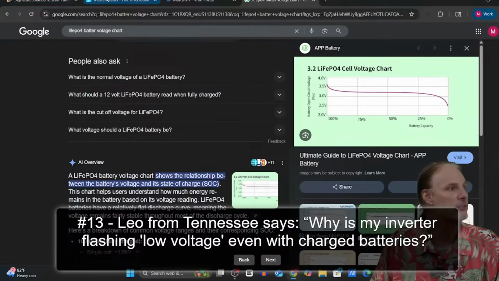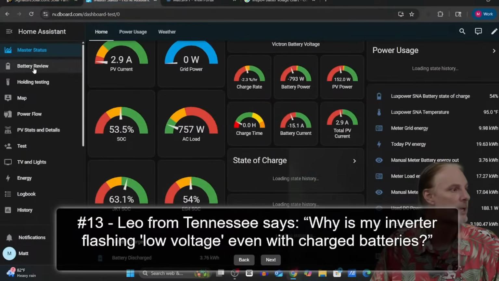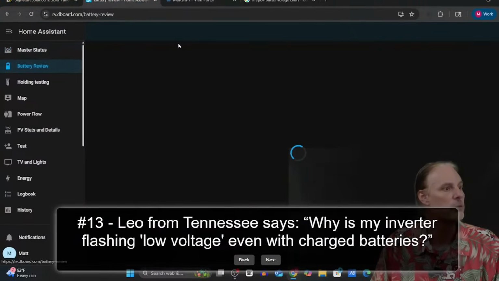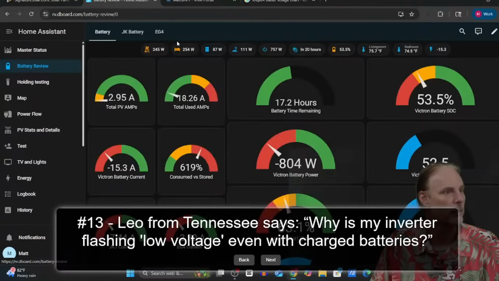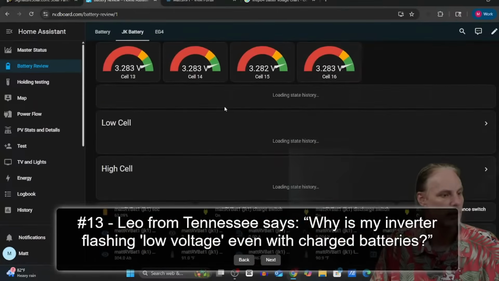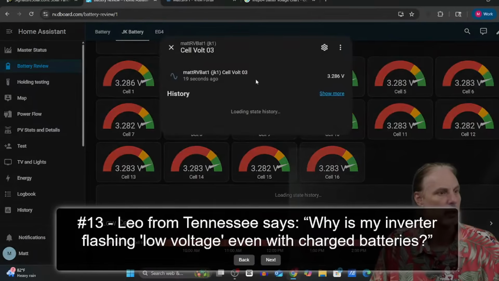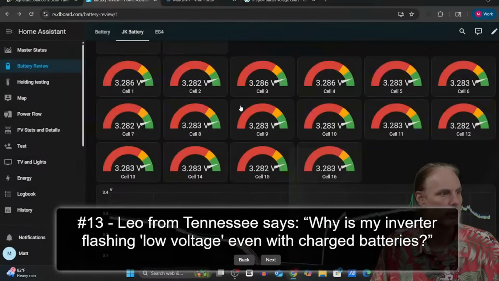And I probably could see this also in my Home Assistant if I go over and look at the battery voltages for my JK BMS. It should show it quite clearly. Let's see, I'm just going to pull up one of the cells. Oh, there's a whole beautiful chart down here of it.